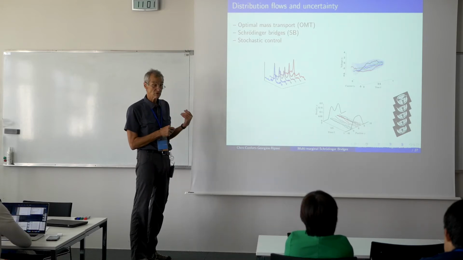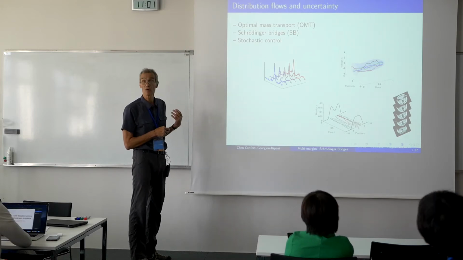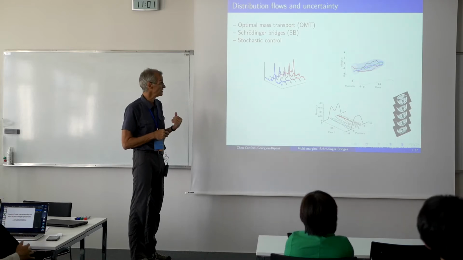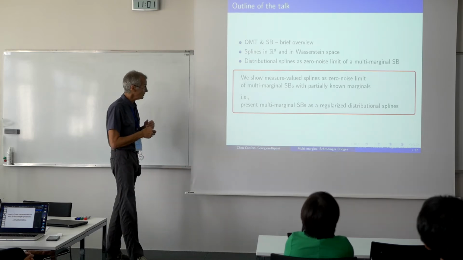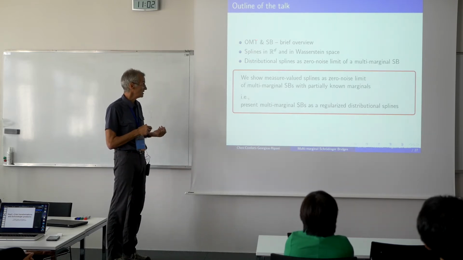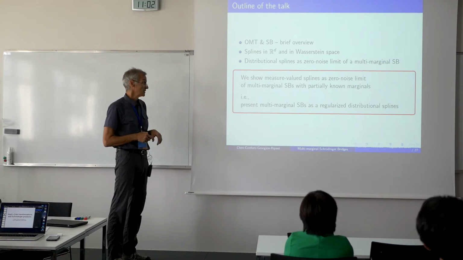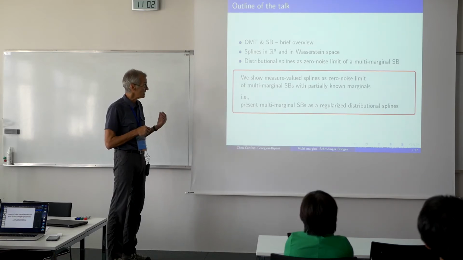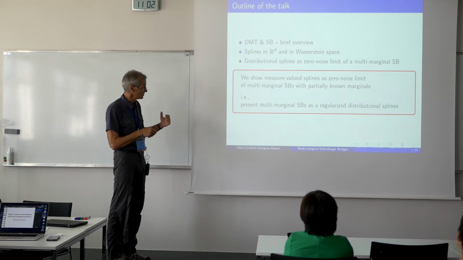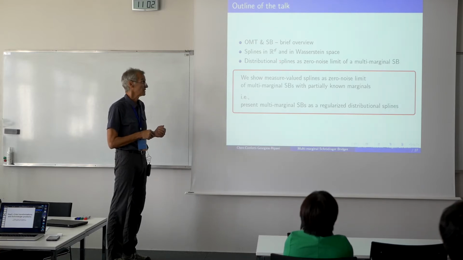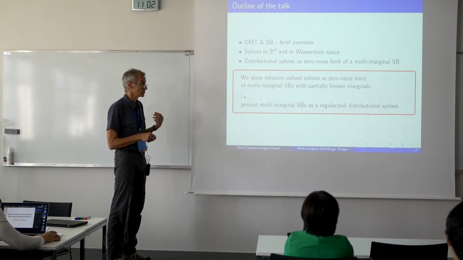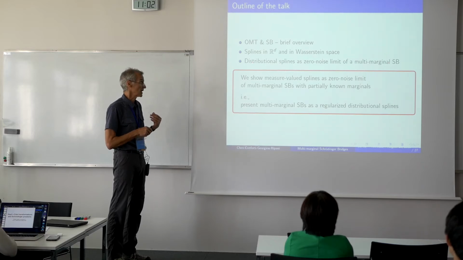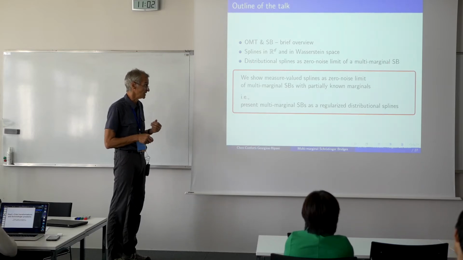Schrodinger Bridges, if you haven't heard of this, is basically a regularized version of the optimal mass transport, which goes back to Erwin Schrodinger and relates to stochastic control as well. So again, the outline: I'm going to give a little bit of context on optimal mass transport and Schrodinger Bridges. Then I will discuss some earlier work by our group on splines in the Wasserstein space, and the subject of today's talk, which is multi-marginal Schrodinger Bridges, and show that distribution splines are the zero noise limit of those.